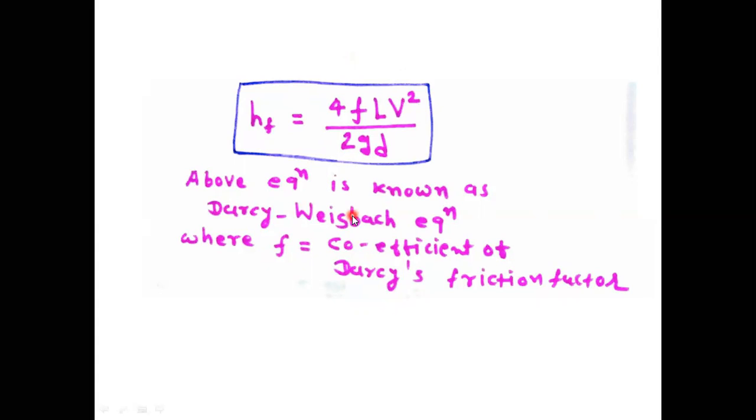Darcy and Weisbach both are physicists, and on their names this equation is known as the Darcy-Weisbach equation, and small f is considered as Darcy's friction factor, or sometimes it is referred to as the coefficient of Darcy's friction factor.